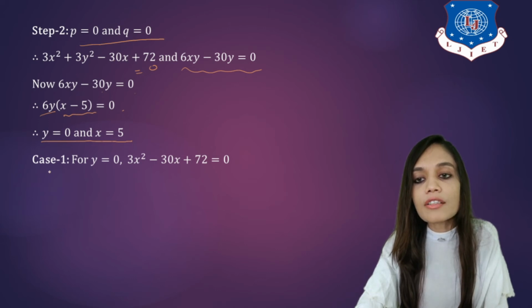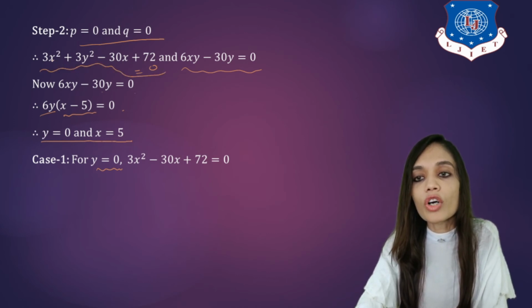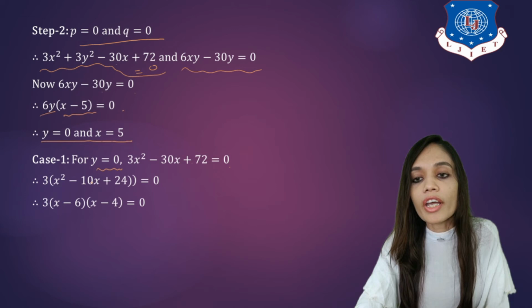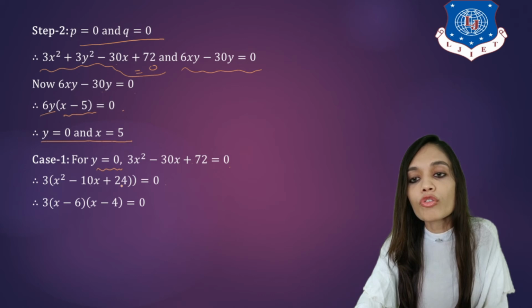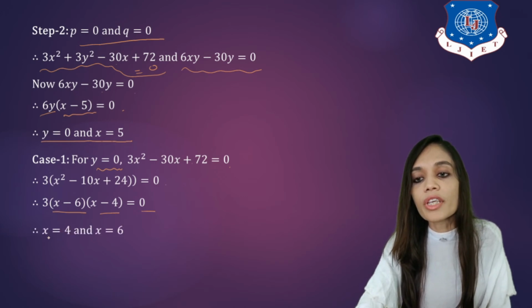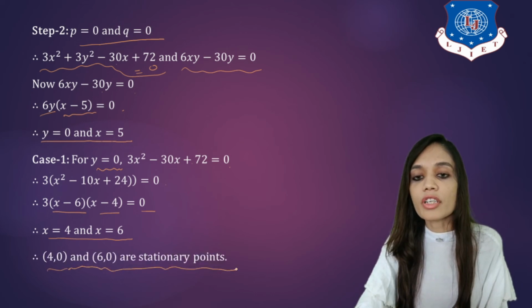Let us start our case 1. That is, firstly we will put y is equal to 0 in this equation. So put y is equal to 0. So what you will get? 3x square, this will become 0. Minus 30x plus 72 is equal to 0. Take out 3 common. So you will get 3 times x square minus 10x plus 24 is equal to 0. Simplify this, that is you have to do factorization. So the factors will be x minus 6, x minus 4 is equal to 0. So the final values of x will be 4 and 6. So therefore 4, 0 and 6, 0 are our stationary points.